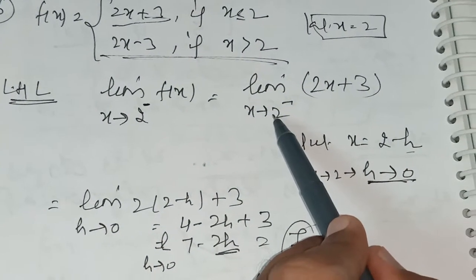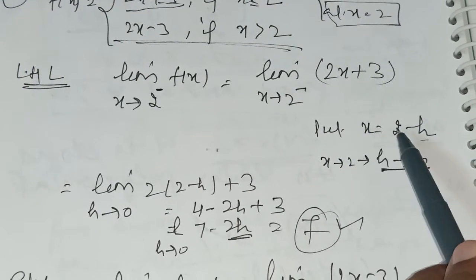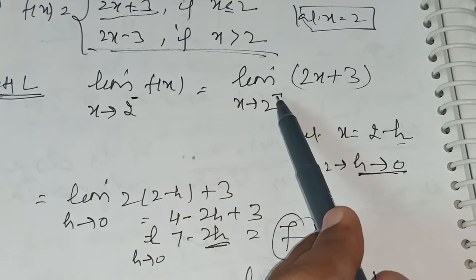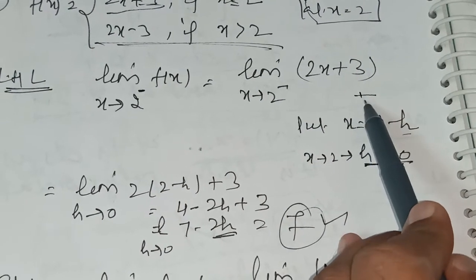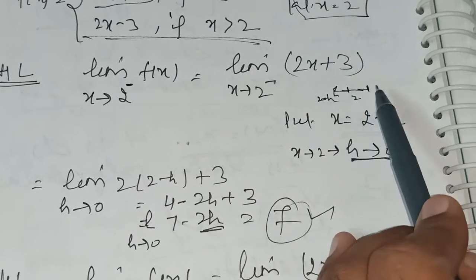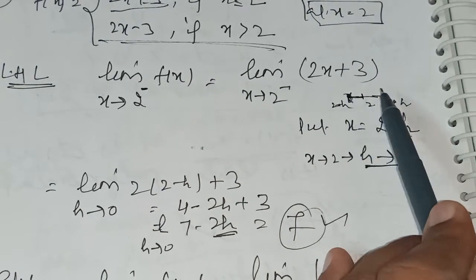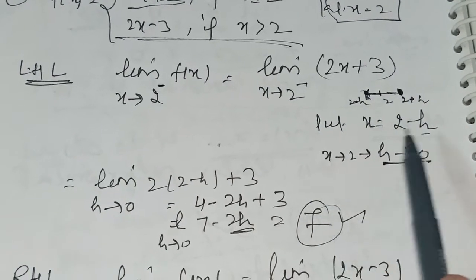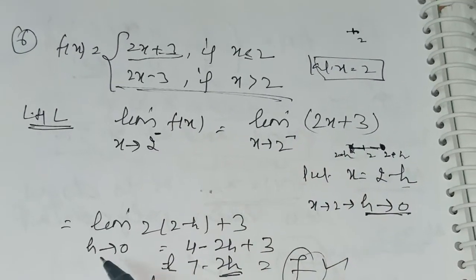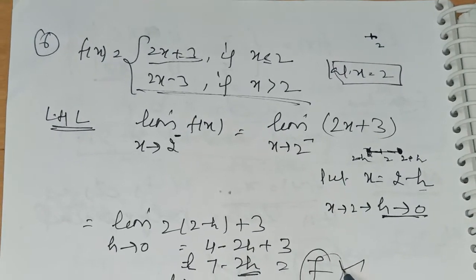Now as x tends to 2 negative, we convert less than 2 by putting x equal to 2 minus h, where h always tends to 0. Because 2 negative stands for the neighborhood of 2. The neighborhood of 2 is 2 minus h and 2 plus h, where h is a very small quantity near 0. So on the left we put 2 minus h, on the right we put 2 plus h. So replace x by 2 minus h, and the limit is converted into h tends to 0. On simplification we get LHL as 7.